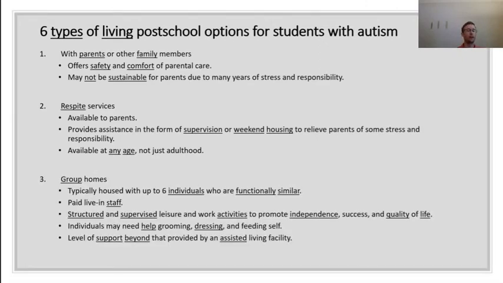Group homes is another type of living post-school option. They typically house up to 6 individuals who are functionally similar, and they have paid live-in staff. Structured and supervised leisure and work activities promote independence, success, and quality of life. Individuals may need help grooming, dressing, and feeding self. The level of support provided is beyond that provided by an assisted living facility.